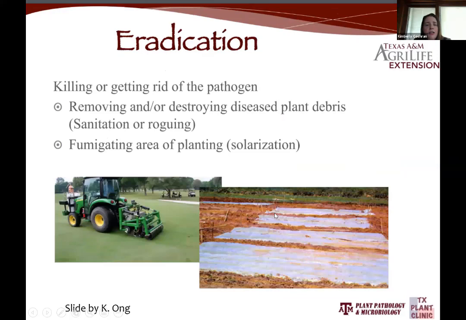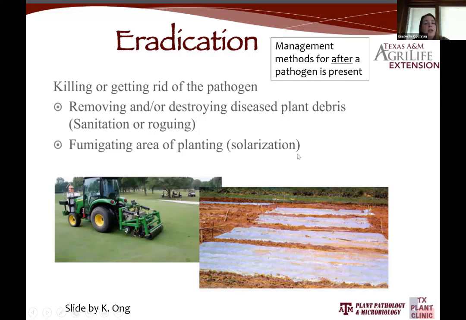All right, eradication. This is for once you already have a known problem with a pathogen. This is where you kill or get rid of the pathogen, and this includes sanitation efforts like removing or destroying diseased plant debris. And also things like when you have a case of a soil-borne pathogen, you can solarize the area. People used to fumigate on commercial scales, but very few people do that anymore.